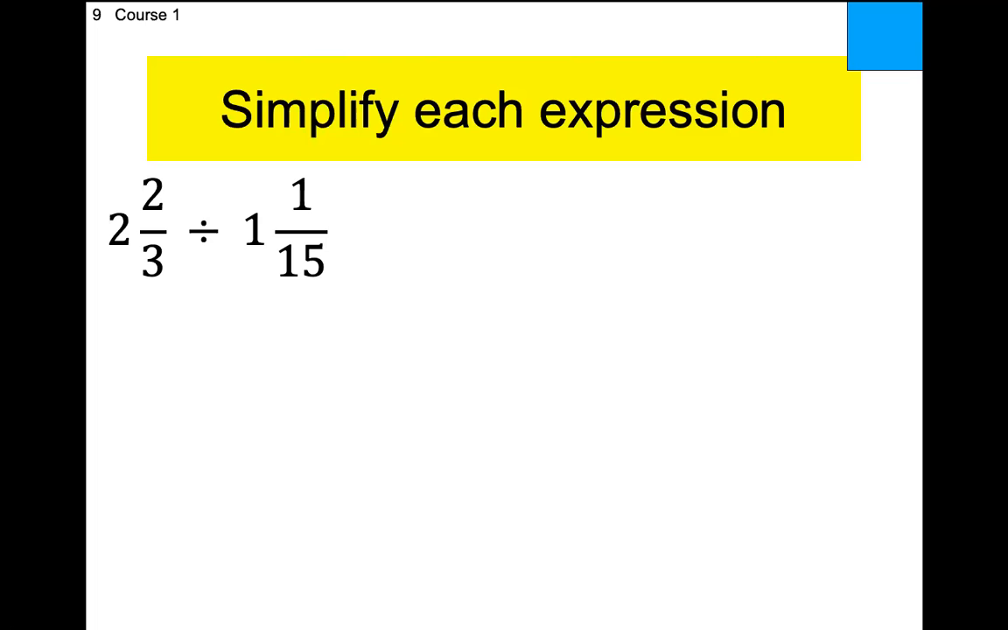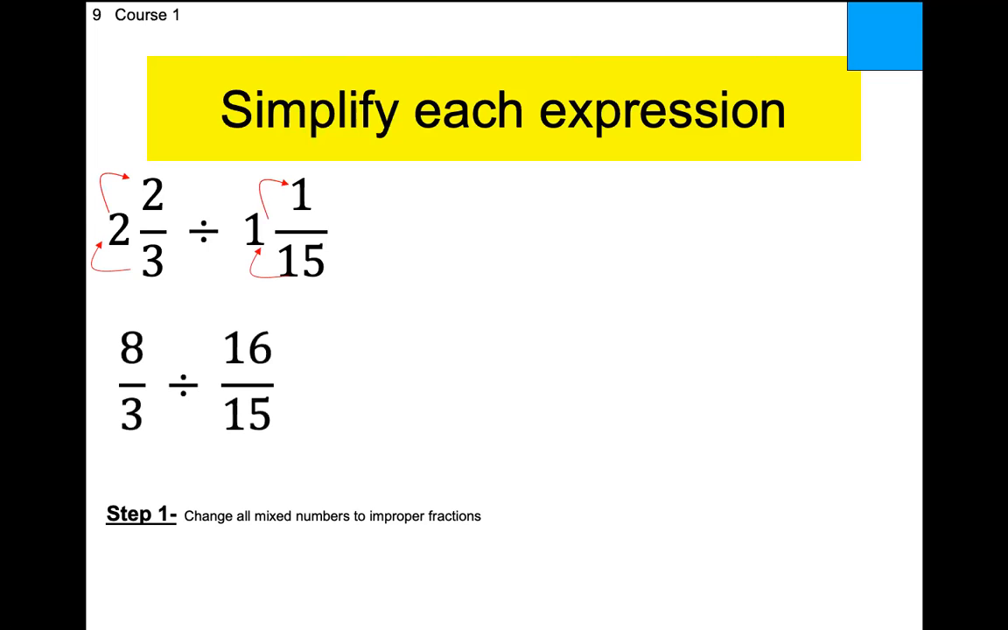All right, there's your 15 seconds. Let's see. Big picture, I'm dividing with mixed numbers. So step number 1 is change mixed numbers to improper fractions. 3 times 2 is 6. 6 plus 2 is 8. 8 over 3. 15 times 1 is 15, plus 1 is 16. 16 over 5. I'm dividing, so I do a copy, dot, flip.